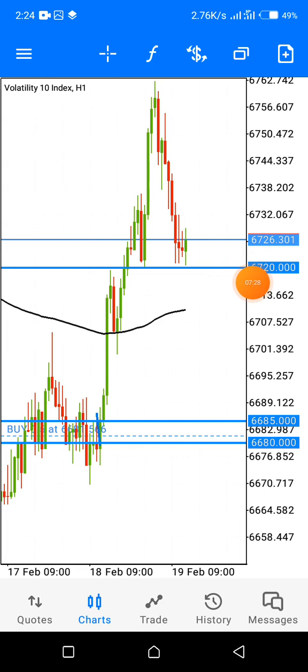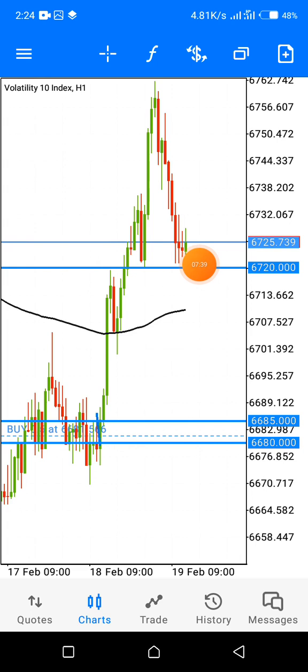This 6720.00 is a psychological level, and psychological levels are areas where the market tends to reverse. The market must reverse, or at least give you a pullback, whenever it gets to a psychological level. So if you start adding psychological levels to your chart, to your trading, then you see the difference.